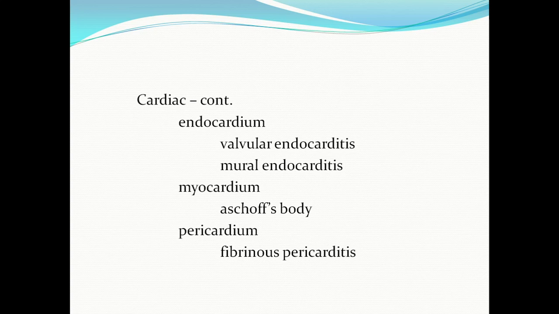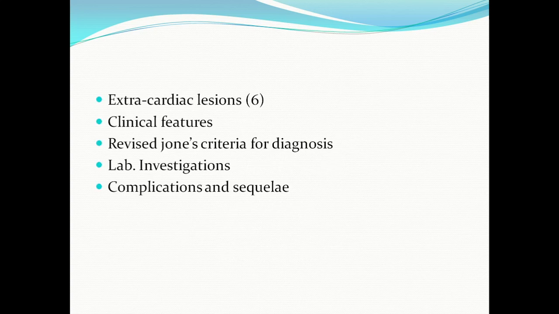In myocardium, you can see Aschoff's body. In pericardium, you can see fibrinous pericarditis. That's all about cardiac lesions. Now extracardiac lesions, which are 6 in number, we can discuss later on. Then clinical features, revised Jones criteria for the diagnosis, the different lab investigations, and complications and sequelae.